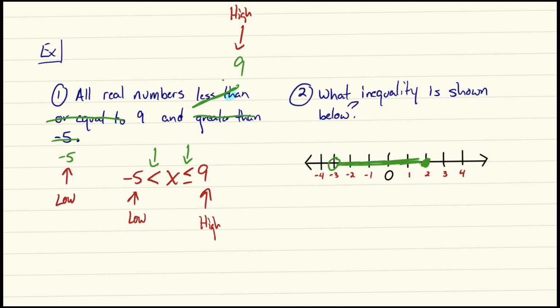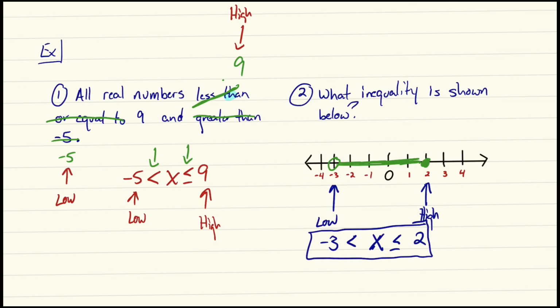Okay, so let's look at our second example. Sometimes you might get word sentences to translate. Sometimes we might get inequality signs. Looking at this graph, we have a low number of -3 and a high number of 2. So we know that x has to be between 2 and -3. An open circle at -3 means I use a less than sign. A closed circle at +2 means I use a less than or equal to sign. And now you've created your inequality.